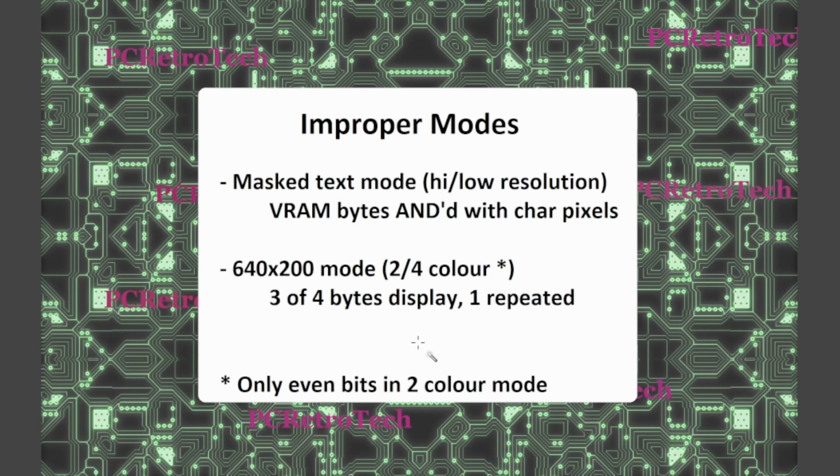For example, in the 2-color mode, you only get the even bits of data actually being displayed on the screen. So it's really messed up. But anyway, the first mode is the one that I decided to use for my little chess effect.